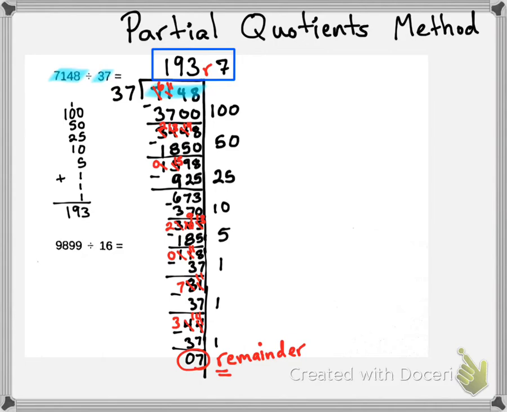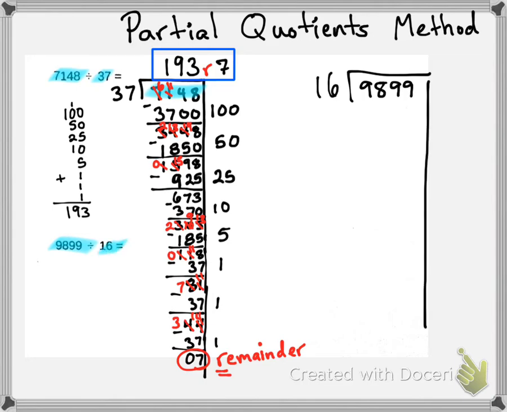So the second problem for partial quotients is like this. 9,899 divided by 16. So now we would do the multiples of 16 if we were doing the other way, the algorithm. But because we're doing the partial quotients, we are just going to multiply 16 by 100, and that gives me 1,600. I believe I already talked about this one.